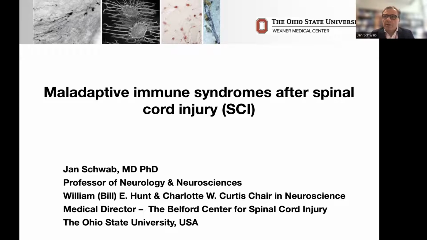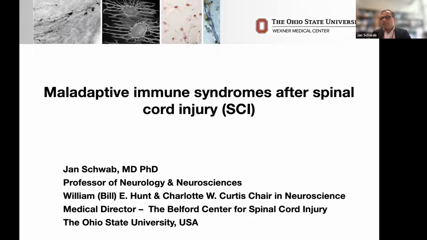Now, how to destroy these invaders without harming the body? This requires the capacity to discriminate between self and non-self. So a complicated process which needs to be orchestrated all the time. So the immune system has been considered foremost a defense mechanism, but not only. It's also relevant to enable physiological responses and also to allow for repair.